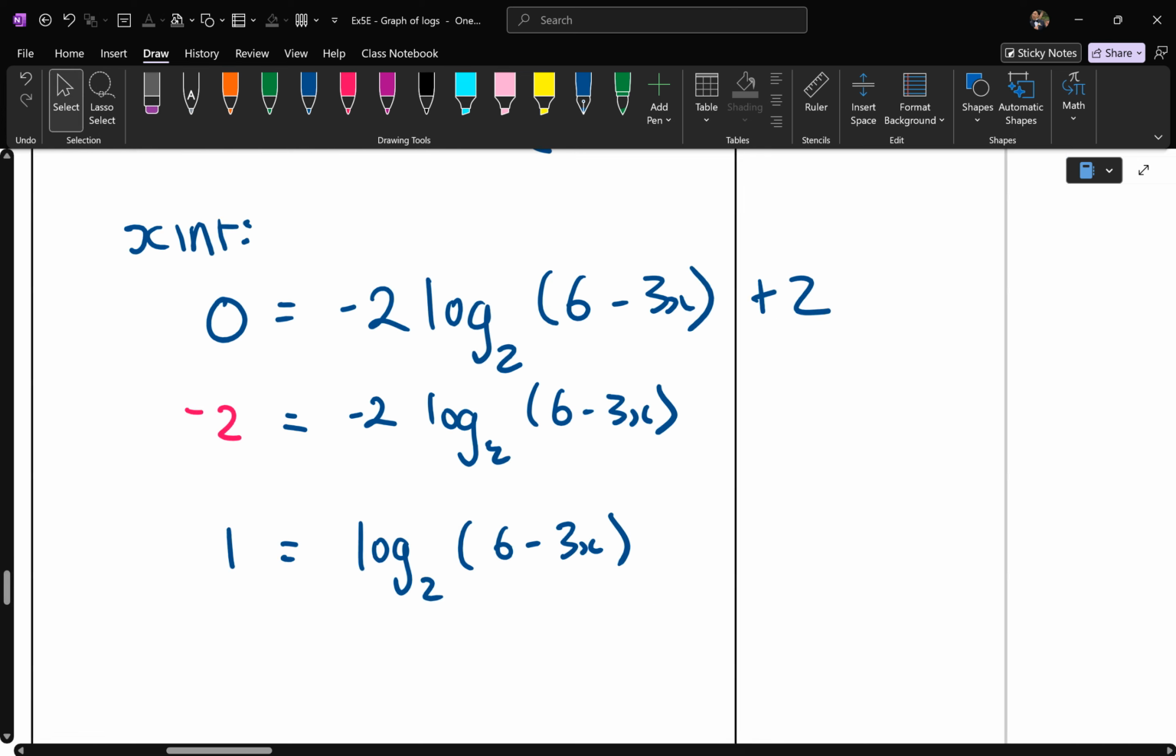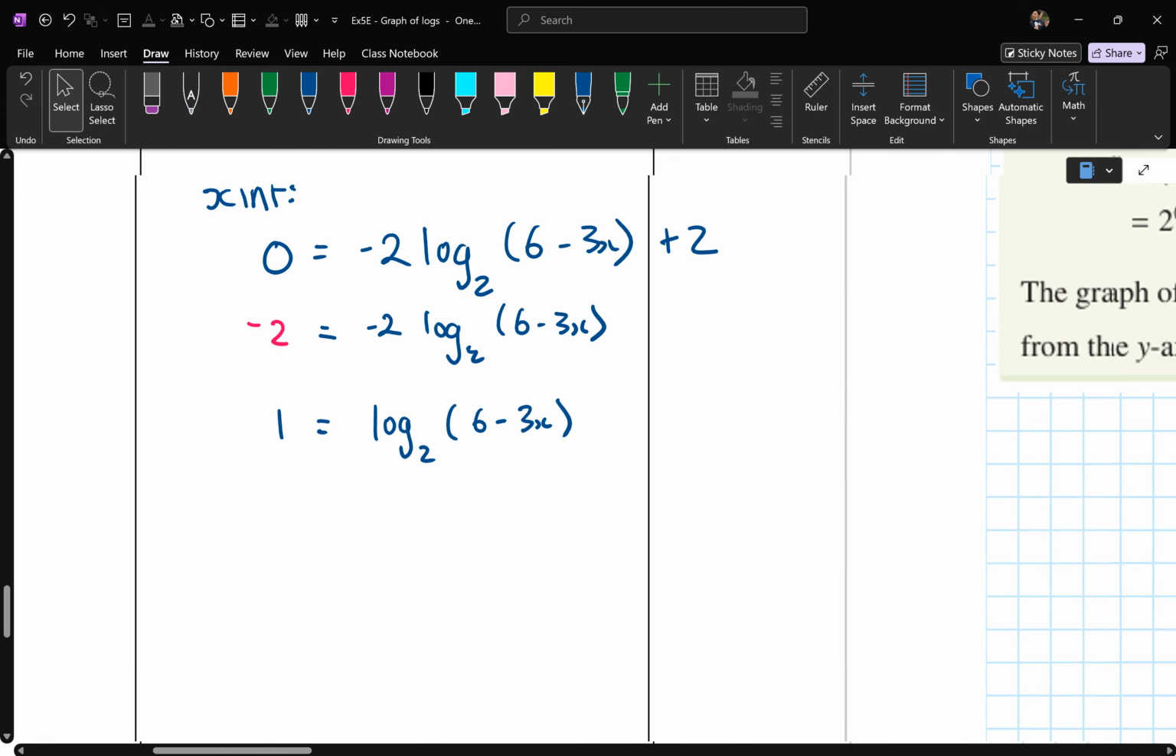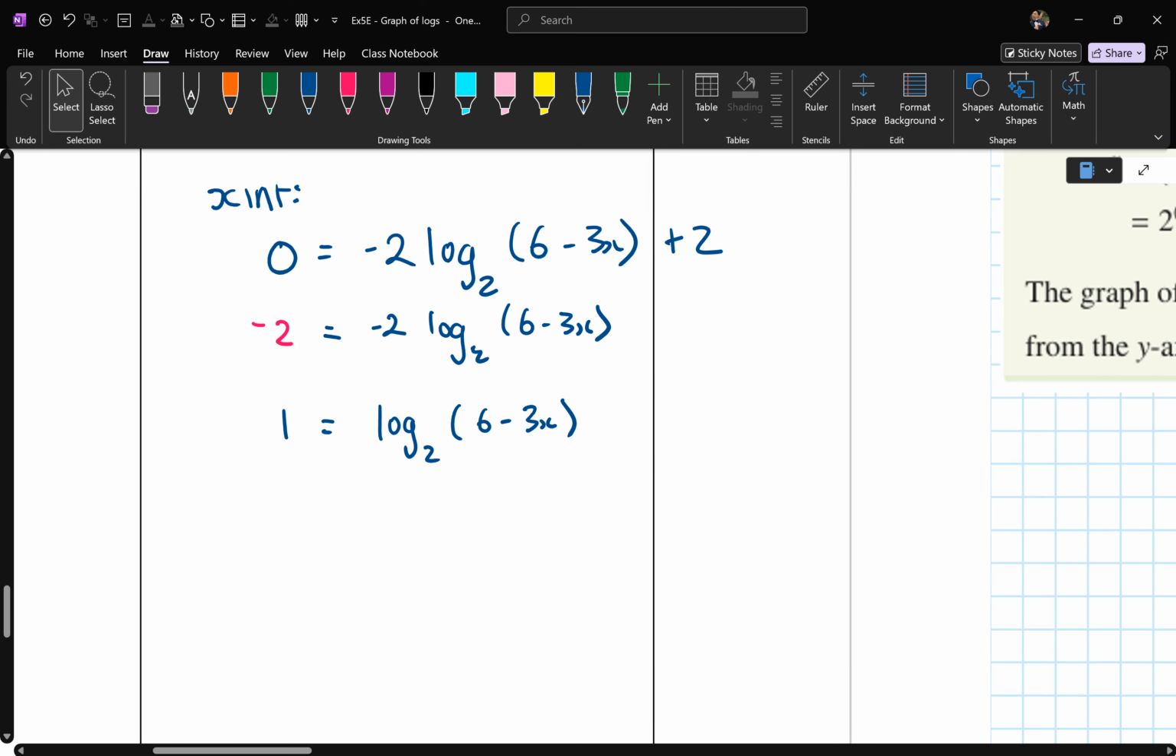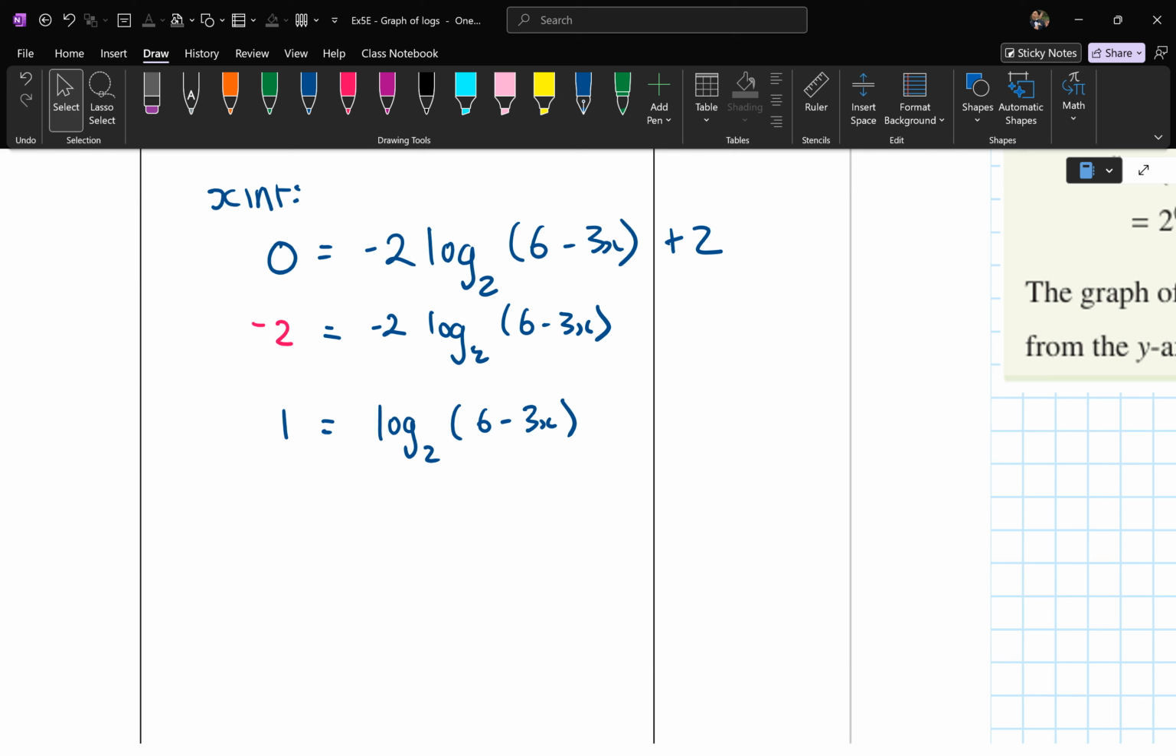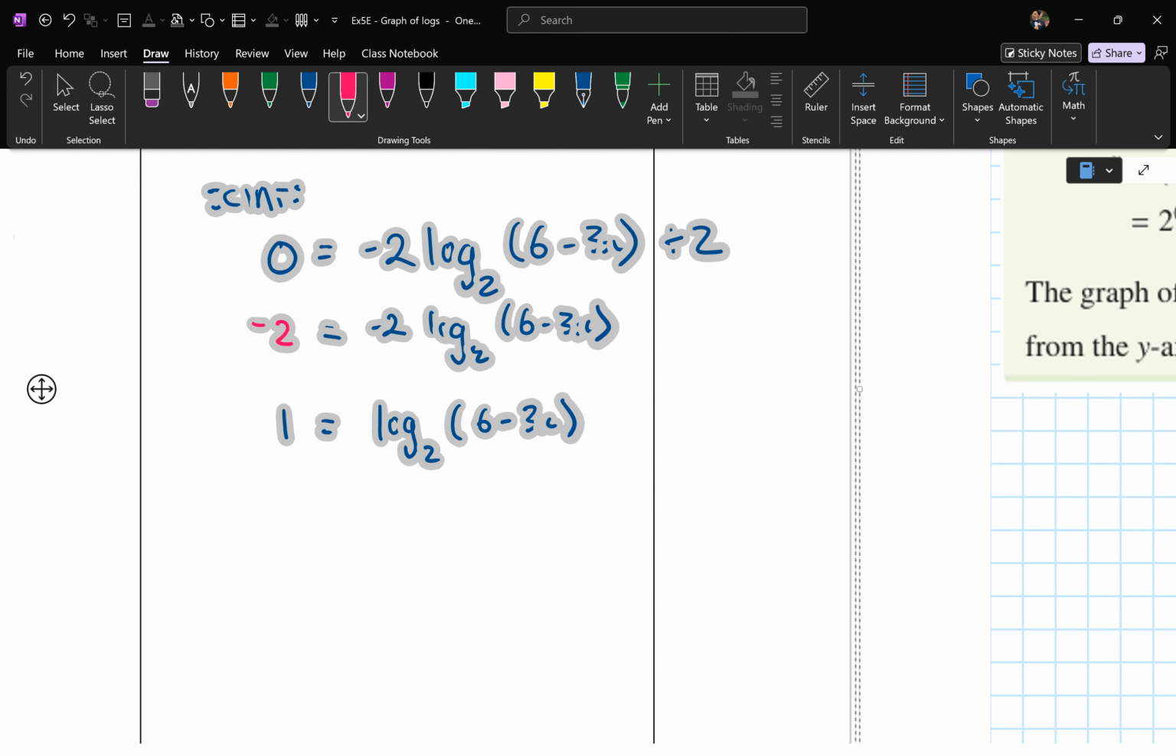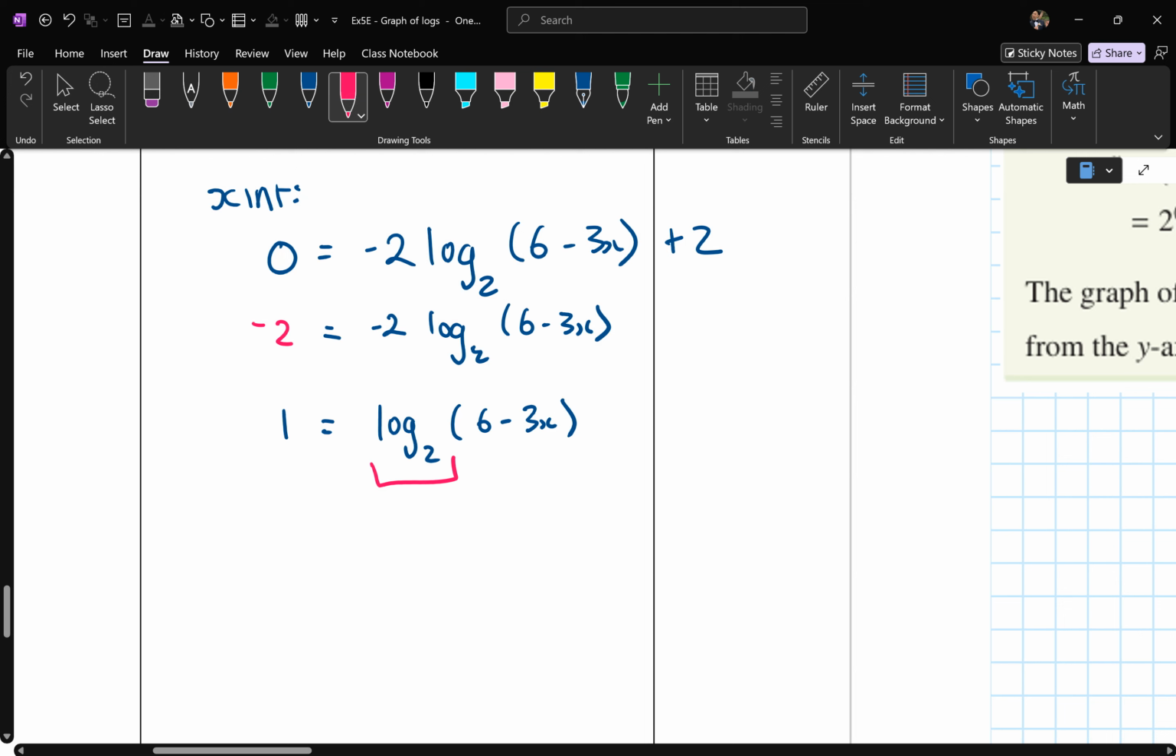All right, I'm going to pause here. So what do you do now? Trying to solve for x. All I did was subtract 2 on both sides, then divide both sides by negative 2, and I got a positive 1. Very good. The other idea is how do you get rid of log base 2?